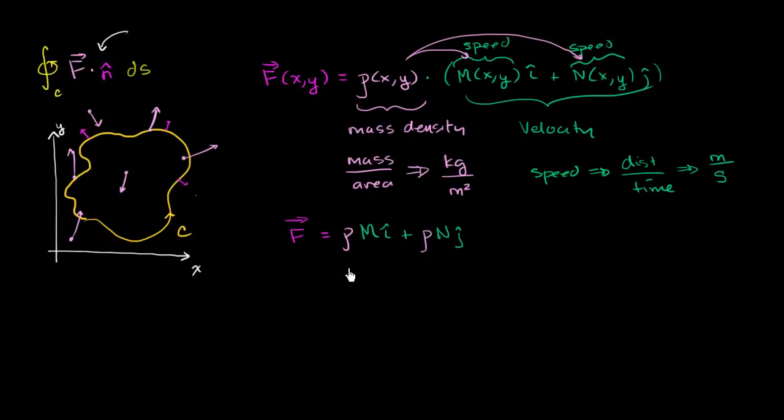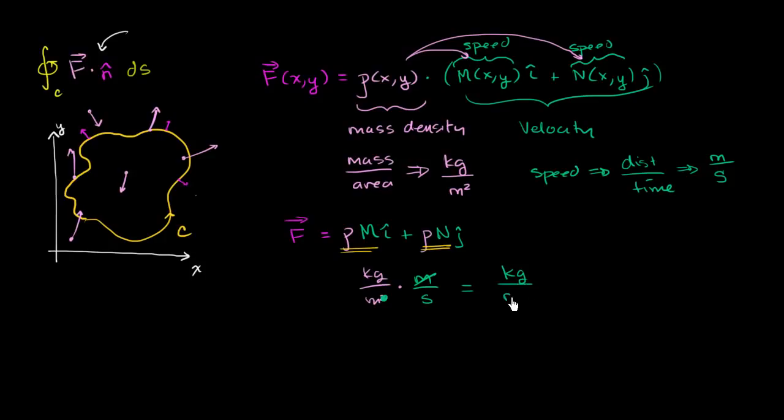Now, what are the units here? What's rho times m? What units are we going to get there? And we're going to get the same units when we do rho times n. Well, if we pick these particular units, we're going to have kilograms per meter squared times meters per second. So a little bit of dimensional analysis here. This meter in the numerator will cancel out with one of the meters in the denominator, and we are left with something kind of strange.